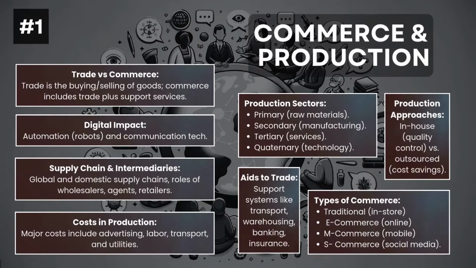Let's begin with chapter number 1, the basics of commerce and production. Topic 1 is the definition of trade versus commerce. Trade is the buying and selling of goods or services. For example, a farmer selling produce at a local market. That is trade. While commerce is basically trade plus the support services that make trade possible.